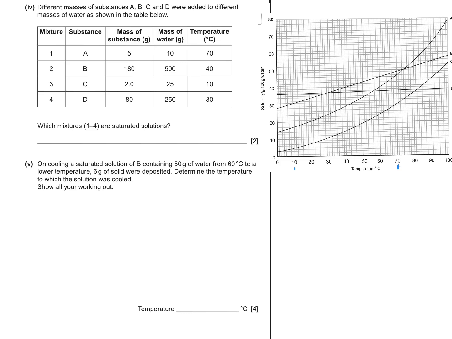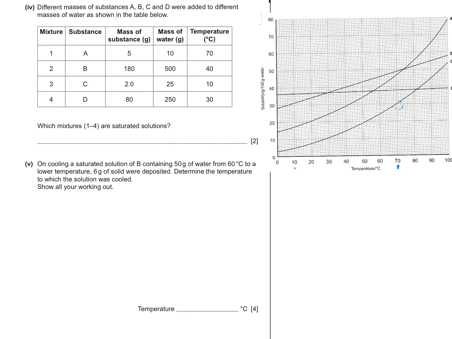Remember, these lines that are shown on the graph are really lines of saturation. They tell us the maximum mass of solid that can dissolve. So for example, if I take this one here, this is C. At 70 degrees Celsius, 30 grams can dissolve in 100 grams of water. So this line tells us the maximum mass, or what mass of solid is required to saturate the 100 grams of water.